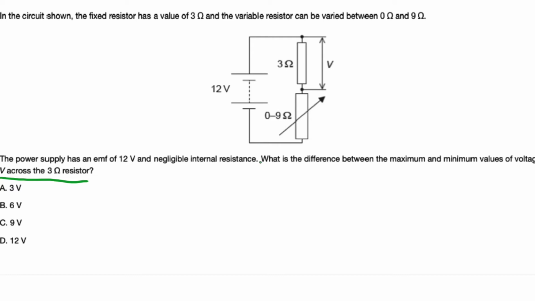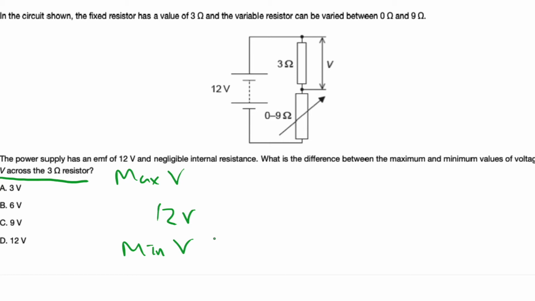So let's calculate the maximum voltage across the 3 ohm resistor first. For maximum voltage, the variable resistor is going to have a resistance of 0 ohms, which means that here the voltage is going to be equal to 12 volts.